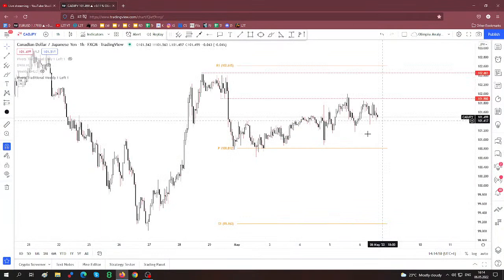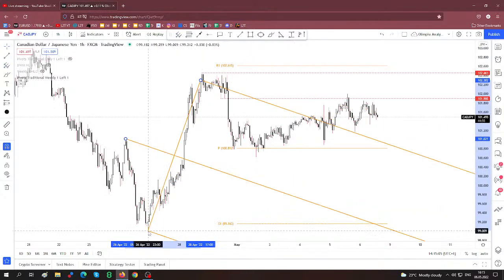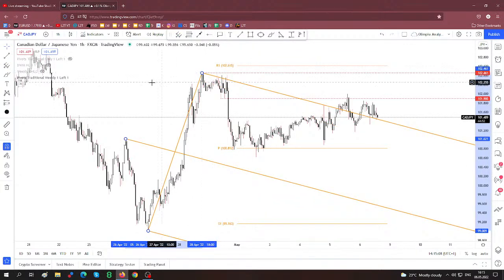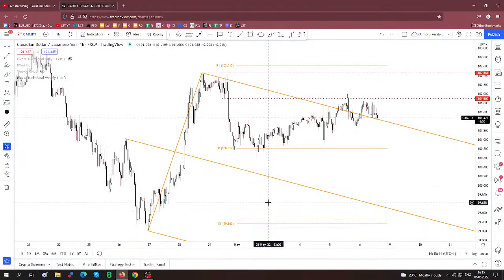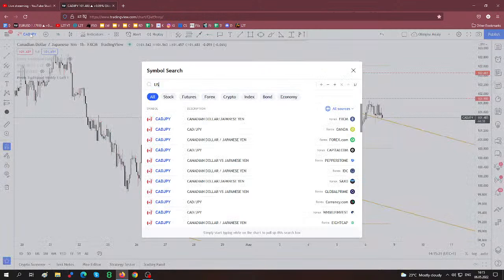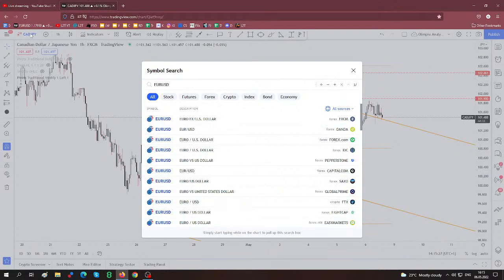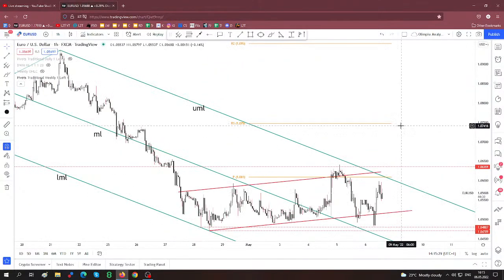Also here we could have a potential, let's see if we draw 1, 2, and 3 here. One moment. 1, 2, 3. Now here it has jumped above the descending pitchfork's upper medium line. No, I don't have a high probability trade right now. So Euro USD, and then I will take a look again to see if I have an opportunity.